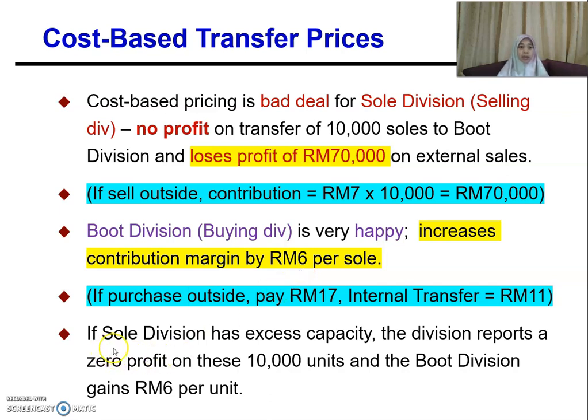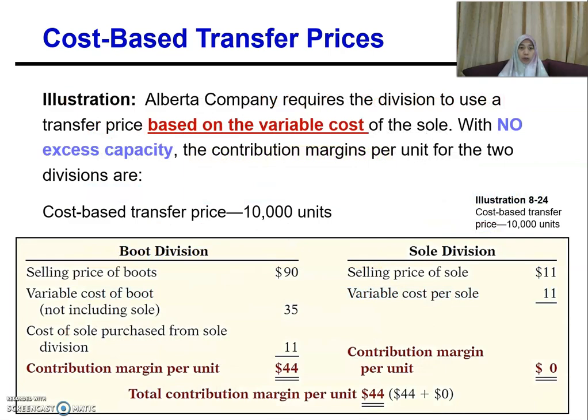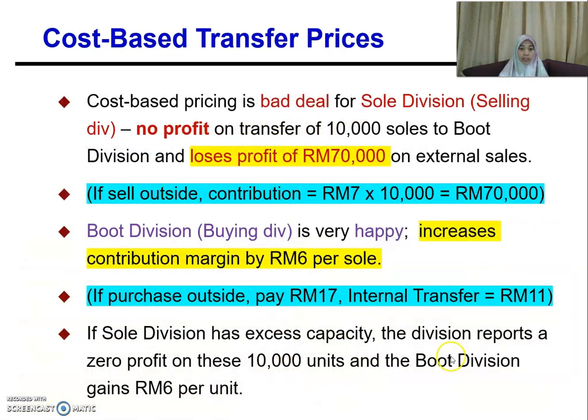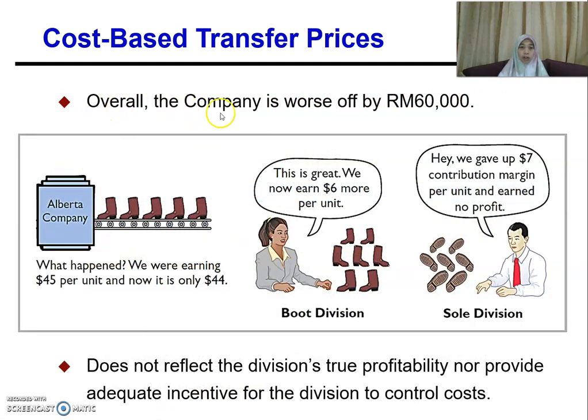Okay, so if the sold division has excess capacity, the division reports a 0 profit. Now, we saw the case of no excess capacity. What if you have excess capacity? Again, you will report zero profit on these 10,000 units, and then the boot division will again report an increase in the contribution by 6 ringgit per unit. So overall, the company is worse off by 60,000.